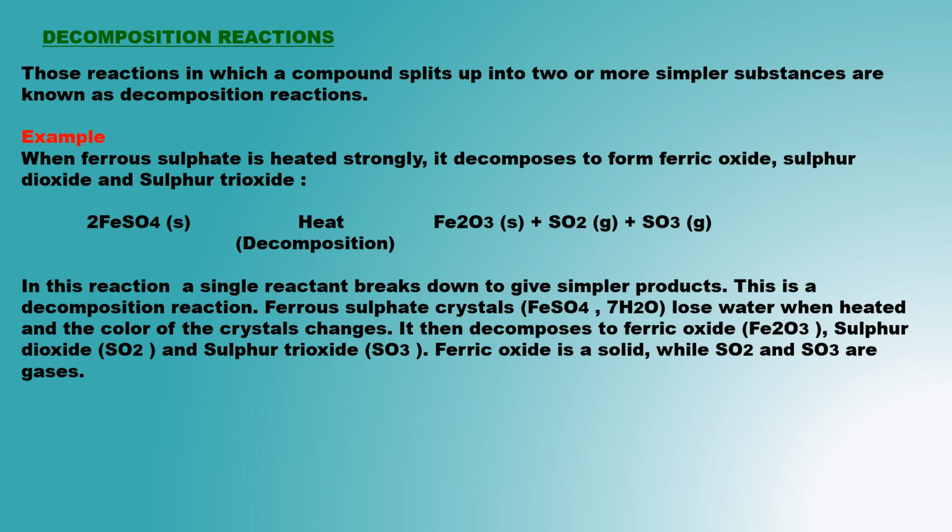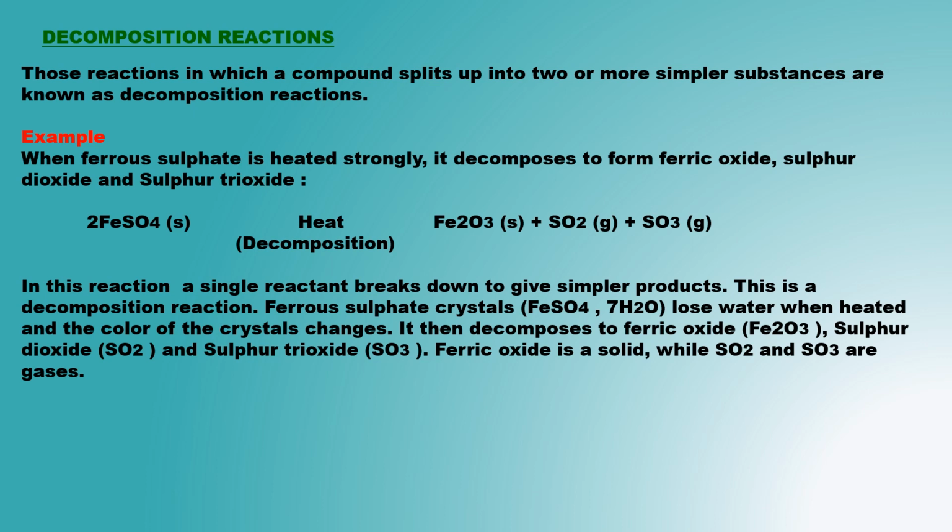Example: when ferrous sulfate is heated strongly, it decomposes to form ferric oxide, sulfur dioxide and sulfur trioxide. In this reaction, the green color of ferrous sulfate changes to brown due to the formation of ferric oxide. A smell of burning sulfur is obtained due to the formation of sulfur dioxide gas. In this reaction, one substance is splitting up into three substances, so this is a decomposition reaction. It is actually a thermal decomposition reaction.